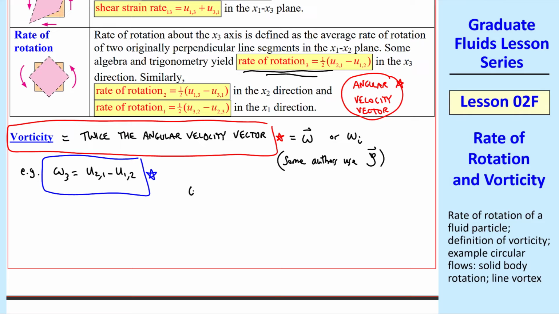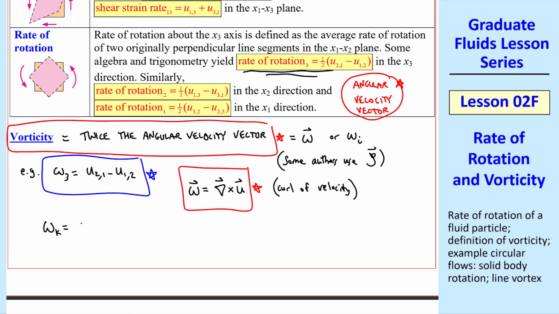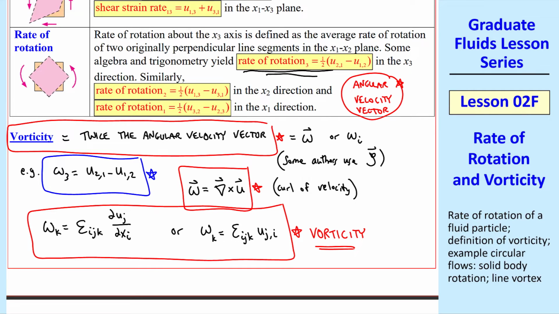The reason we like to use vorticity is that it's also defined as the curl of the velocity vector, which is useful later on. In tensor notation, we write this as omega k is epsilon ijk del uj del xi, or in common notation, epsilon ijk uj,i. Vorticity will be a very useful property in studying fluid flow.